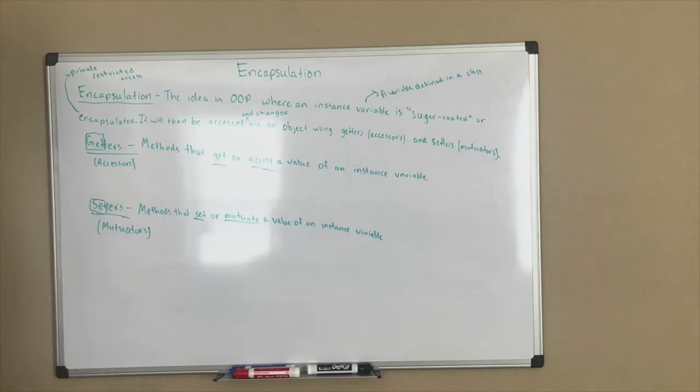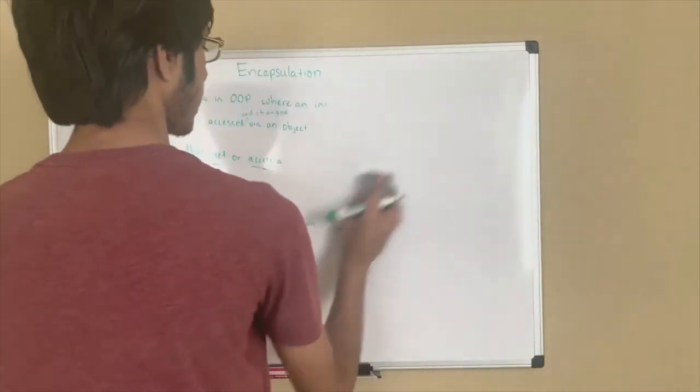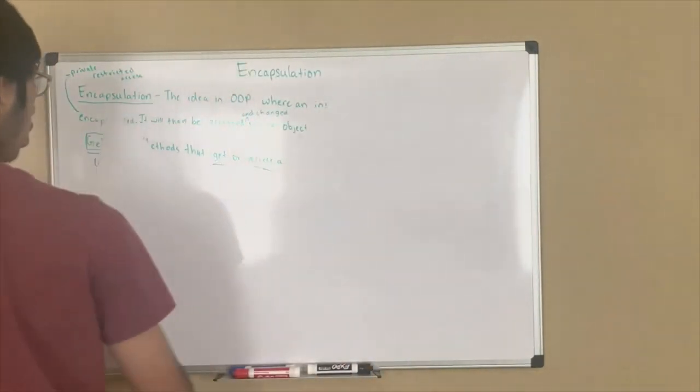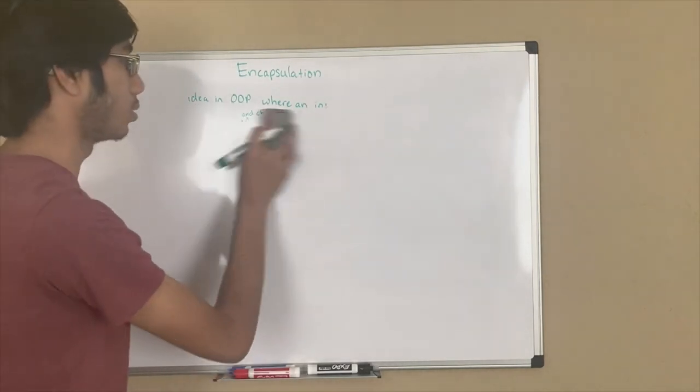And getters and setters are just methods, by the way. I don't want to confuse you or anything. They're just methods that get and set values. So we've covered our definitions. I wanted to emphasize that quite a bit because you can't really go into the code unless you know what the words mean, right? Straight and simple.